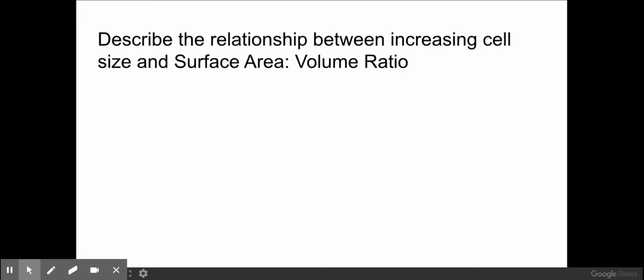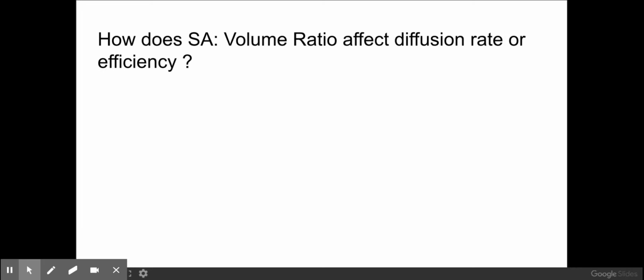So now, practice for yourself. Make sure you can describe the relationship between increasing cell size and surface area, and describe the relationship between increasing cell size and its surface area to volume ratio. Then make sure that you can explain how surface area to volume ratio affects diffusion rate or efficiency in the cell. Make sure you can put this in your own words. Make sure you write it down.